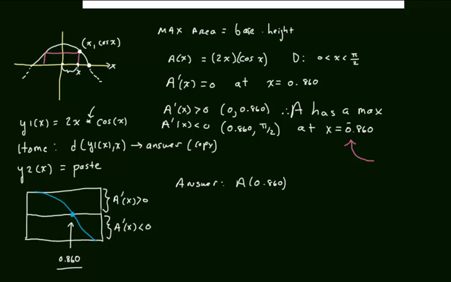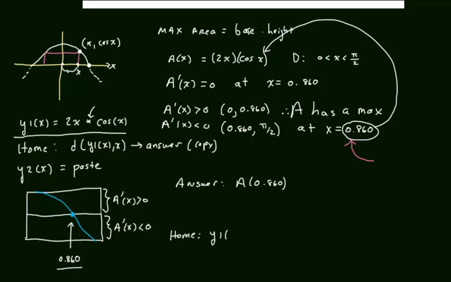In theory, what I'm doing is taking this number and plugging it into my area function. But you see, since we already have y1 defined, I can, in my home screen, ask for y1 of 0.860. And that should return 1.122, whatever units, squared. That is the absolute maximum area of a rectangle that can be inscribed inside one arc of the cosine curve.